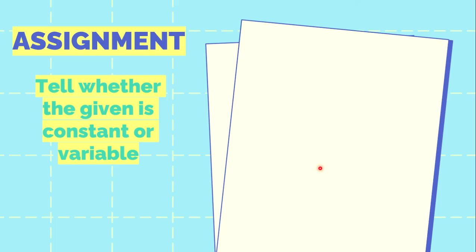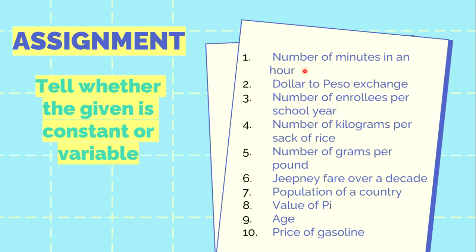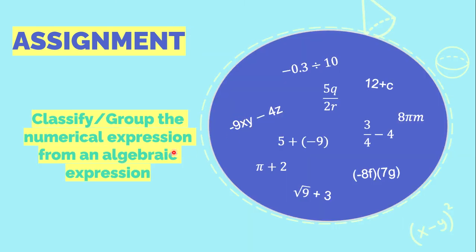For your assignment, tell whether the given is constant or variable. We have 10 items. For constant, do you think it doesn't change? For variable, do you think it changes? Another, classify or group the numerical expressions from the algebraic expressions. In total, we have 20 items for the assignment. Please do not forget to upload your answers on the LMS. Thank you for listening.